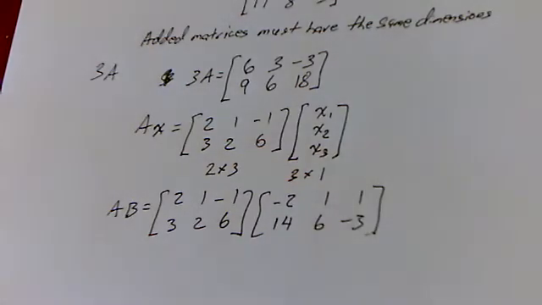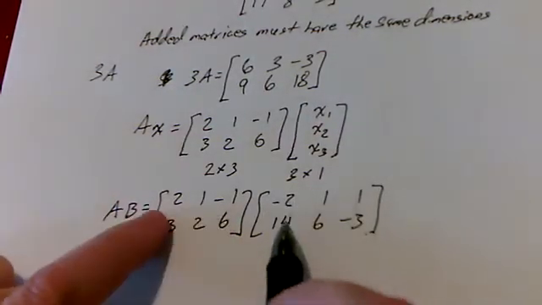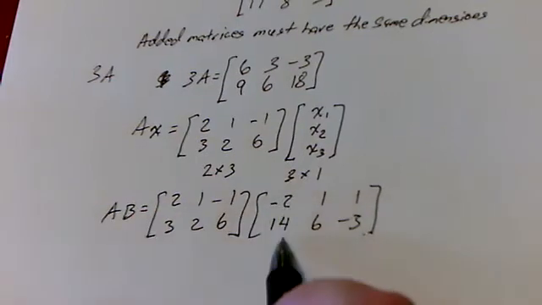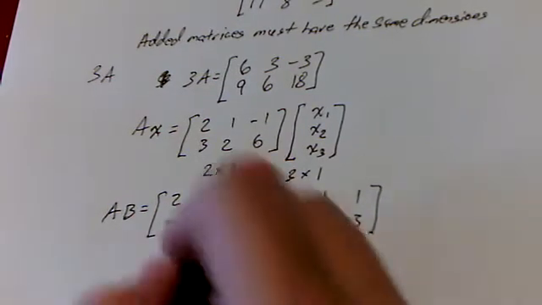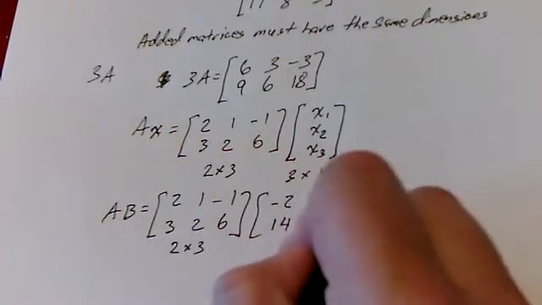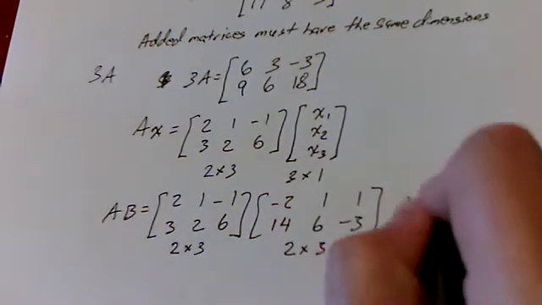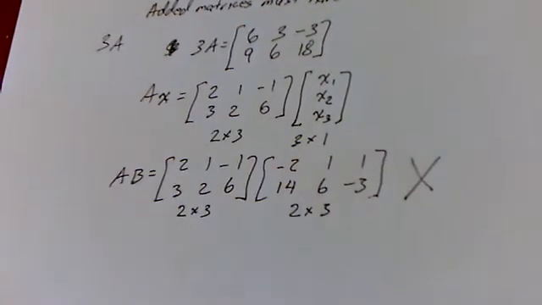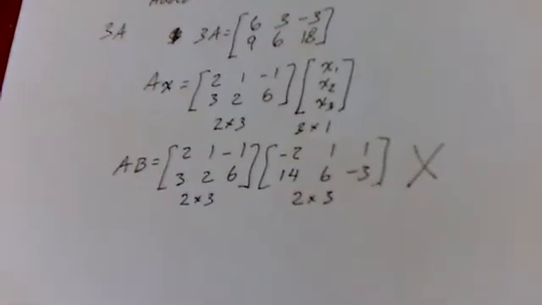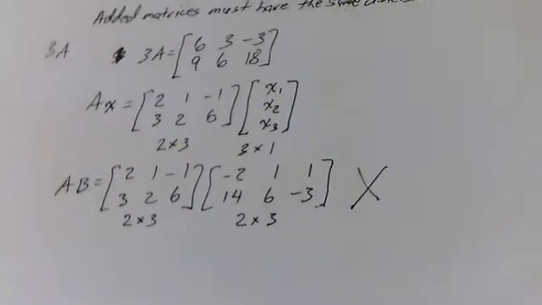As I look at trying to multiply these 2, if I go across the row and down the column, I have 3 columns in the first one, but only 2 rows in the second one. This is a 2 by 3, but this is also a 2 by 3. Notice those middle numbers, the columns of the first and the rows of the second, do not match up. So I cannot multiply those 2 matrices, A and B. I need something of a different size.